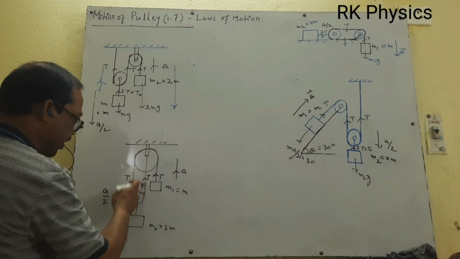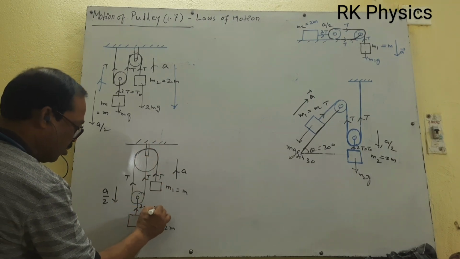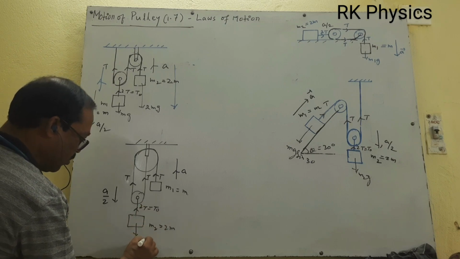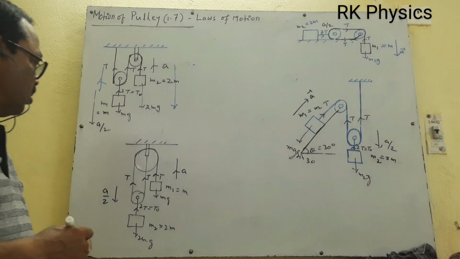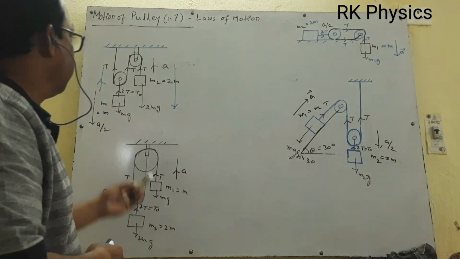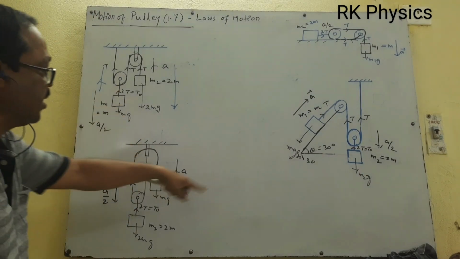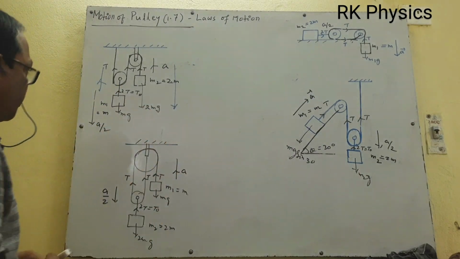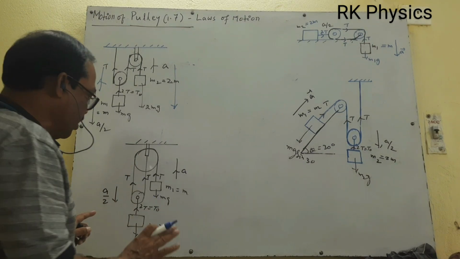This is a single string, and this is 2T, that is equal to T naught. This is 2m into g. This is mg. Now let us find out the equations by a similar method. All the pulleys are almost identical. These three are inclined plane. These two are vertical in different situations. Just I will write the equations.